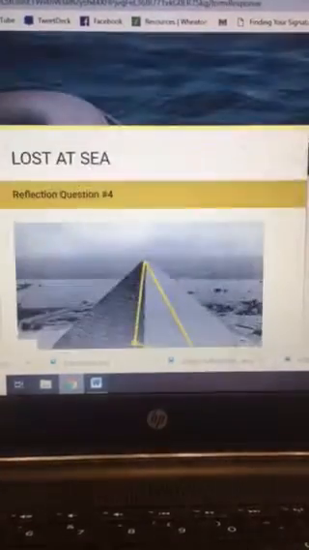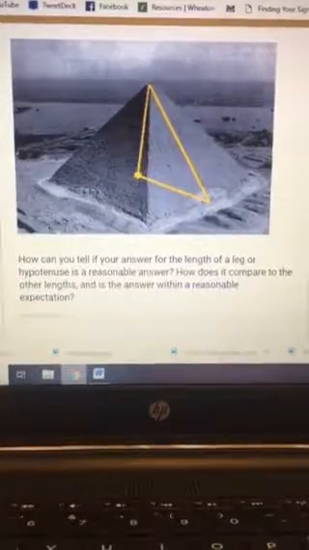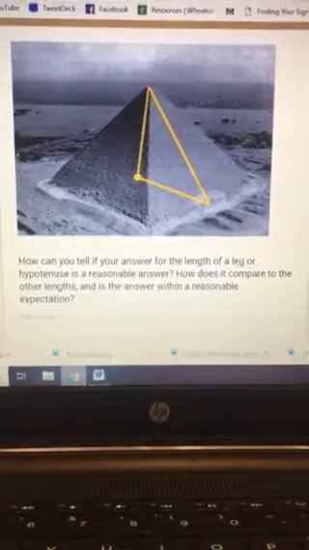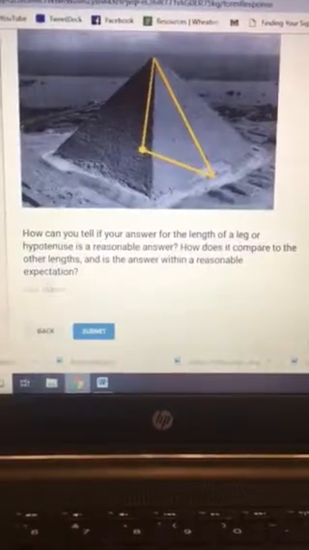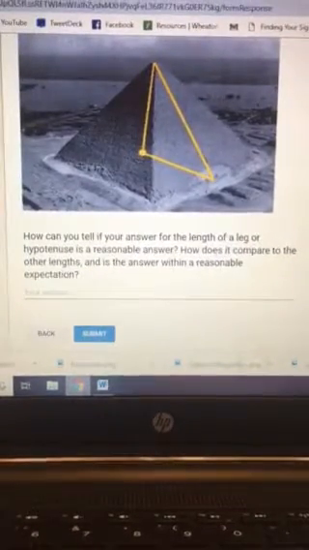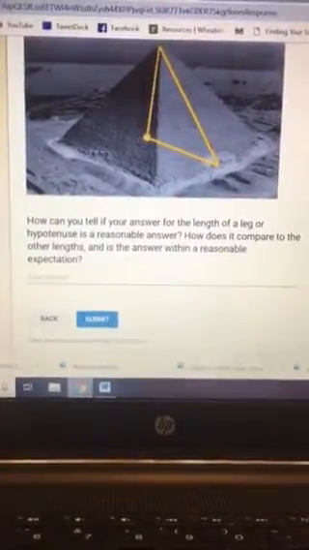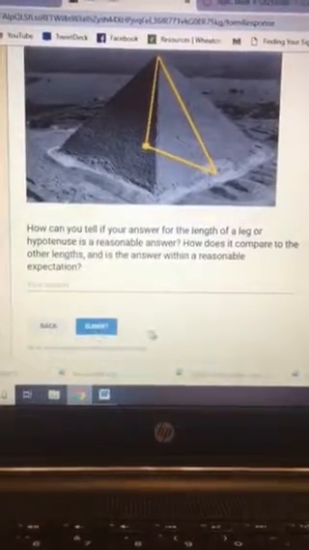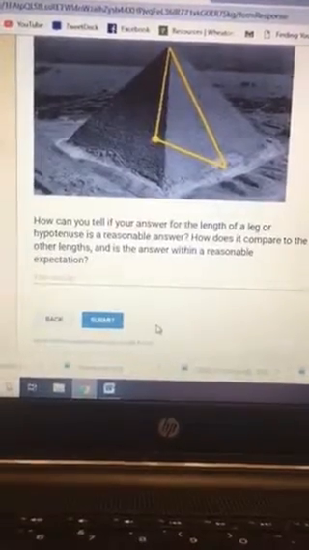And reflection question 4 is, how can you tell if your answer for the length of a leg or hypotenuse is a reasonable answer? How does it compare to the other lengths? And is the answer within a reasonable expectation? So I give them lots of space to write on this, and then when I get their answers, I will be able to see if they're really comprehending what's going on, which I think is very important. And then they'll just submit it. And so this is a really great breakout for learning Pythagorean theorem, and I hope the students like it.